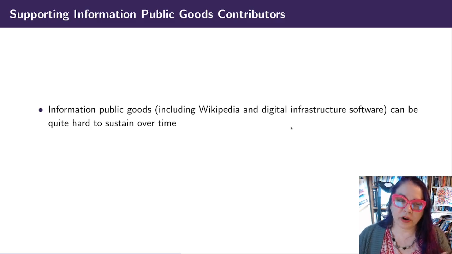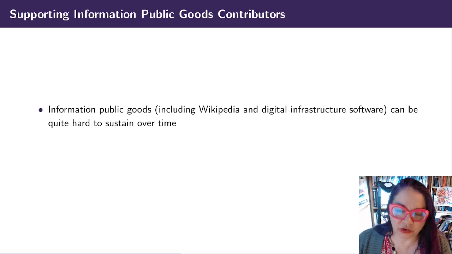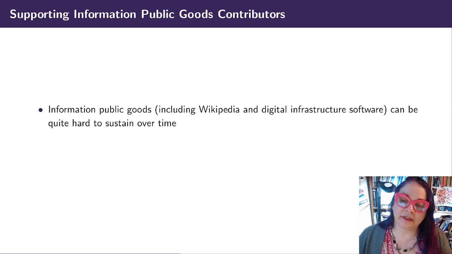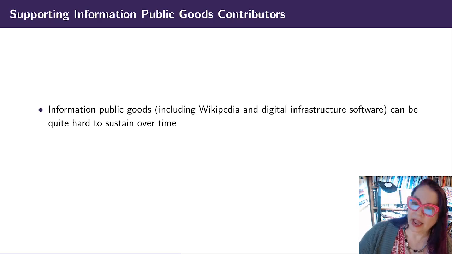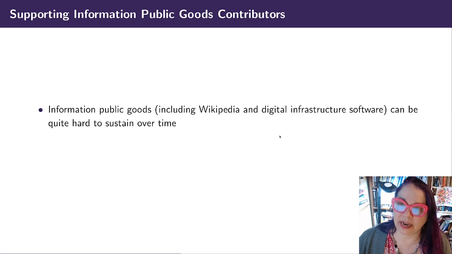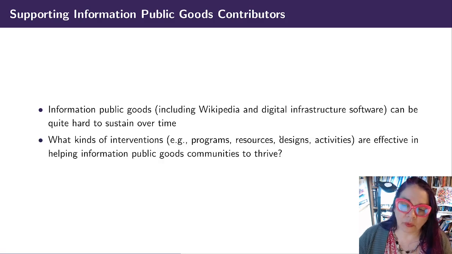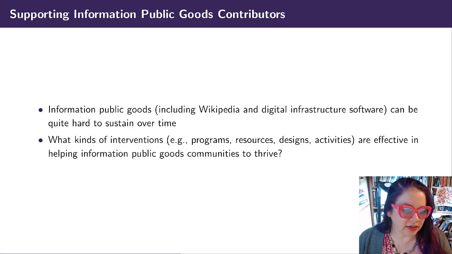One of the reasons why this kind of research is important is because information public goods, including Wikipedia, digital infrastructure software, and all the other things that make the internet great, can be quite hard to sustain over time. So we wonder what kinds of interventions, so programs, resources, designs, activities, etc., which of these are effective in helping information public goods communities to thrive.